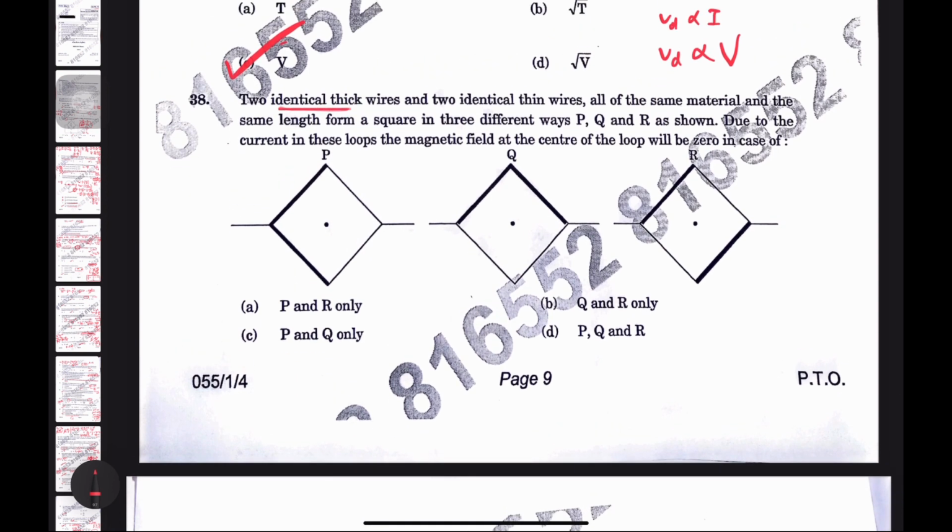Then, two identical thick wires and two identical thin wires, of the same material and the same length, form a square in three different ways, P, Q, and R, as shown.